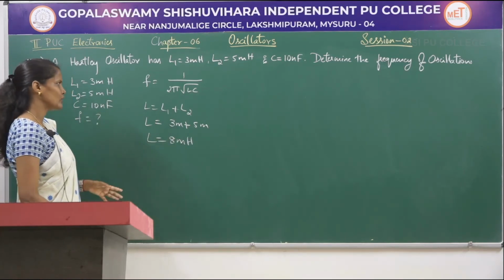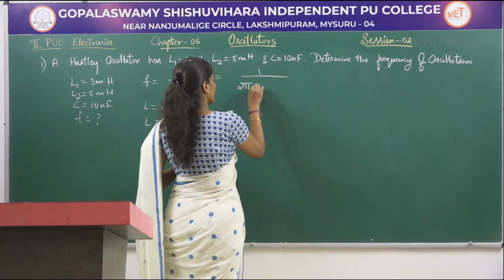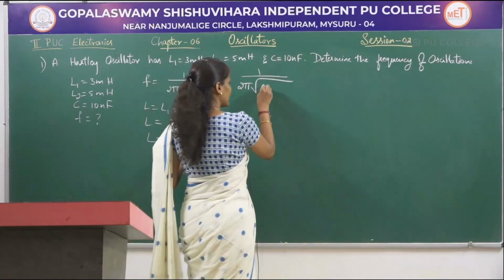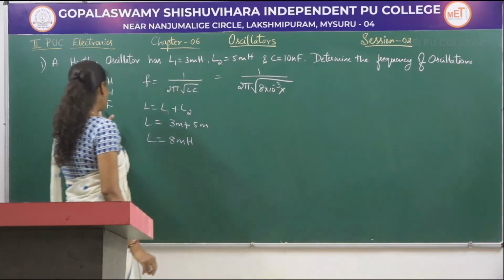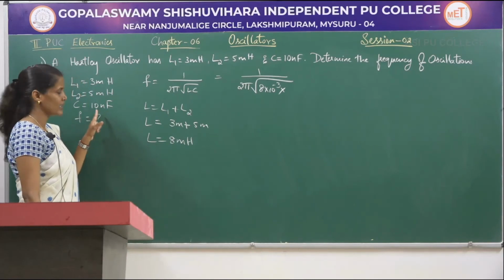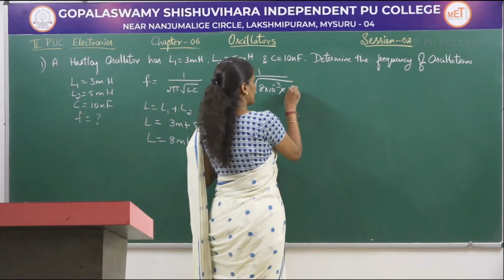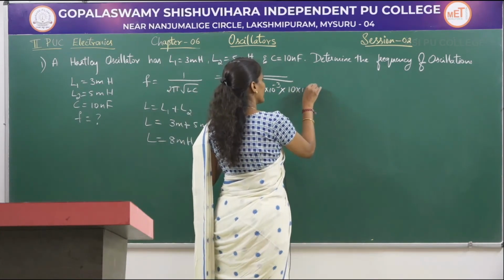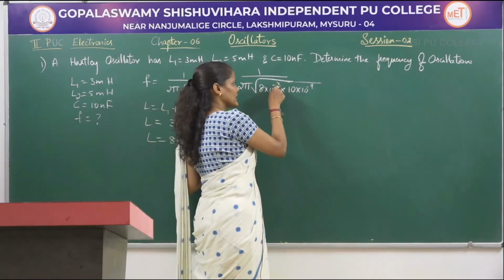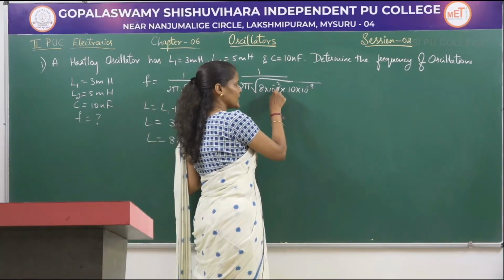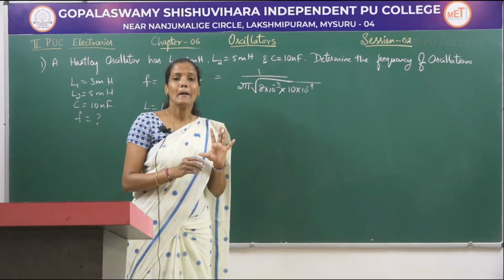Let us substitute these values here and find 1 divided by 2 pi root of 8 milli, that is 8 into 10 to the power of minus 3, into C, which is 10 nanofarad. Nano stands for 10 to the power of minus 9. So 10 into 10 to the power of minus 9. In these problems, you have to make sure that the sum of these two powers, 10 to the power of minus 3 and 10 to the power of minus 9, is equal to 10 to the power of minus 12.